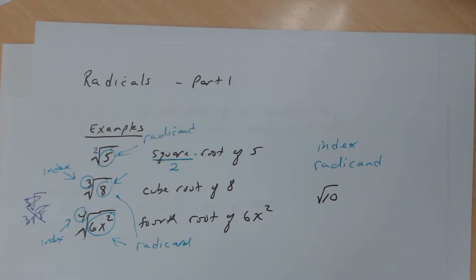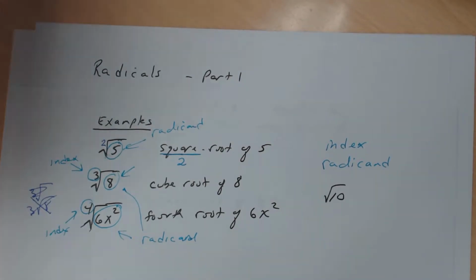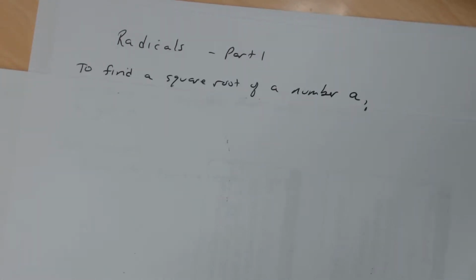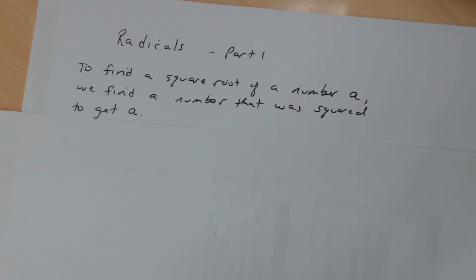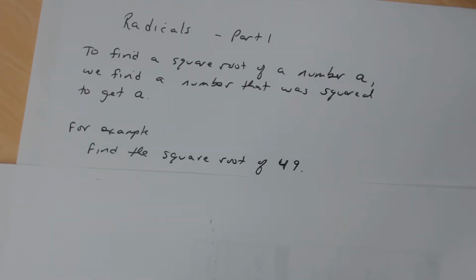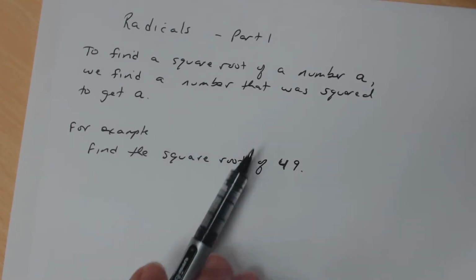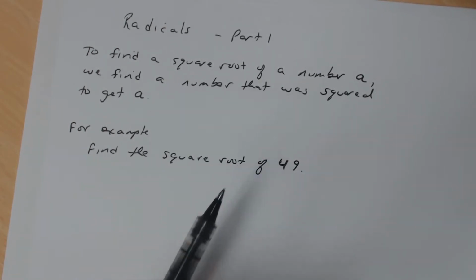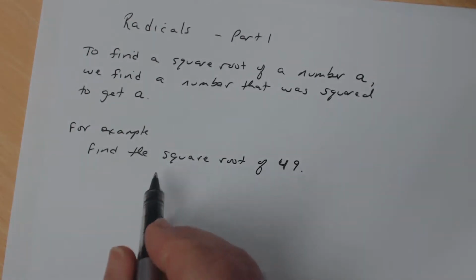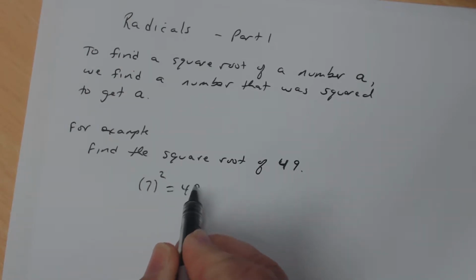Now let's review something else as well. In a previous course, you learned that to find the square root, and we're going to talk about square root for right now, of a number a, we find a number that was squared to get a. Let me read it again. To find the square root of a number a, we find a number that was squared to get a. So here's what I mean. Suppose I want to find the square root of 49. According to this, to find the square root of 49, I find a number that was squared to get 49. So for example, 7 squared equals 49.